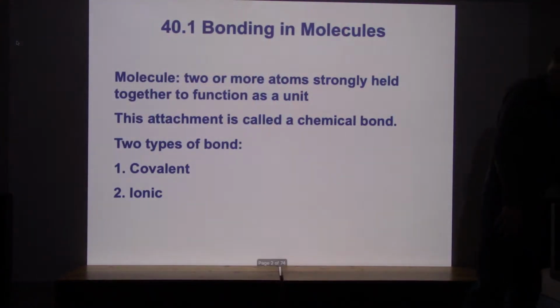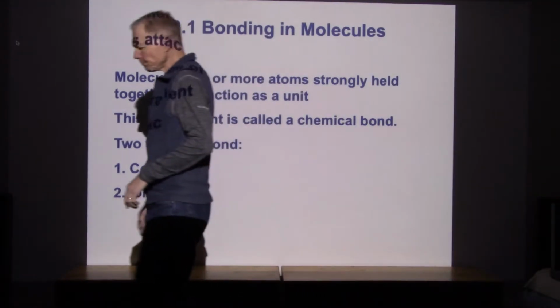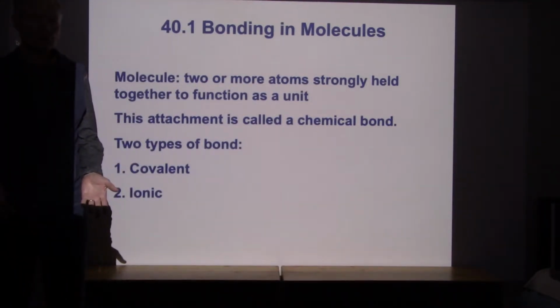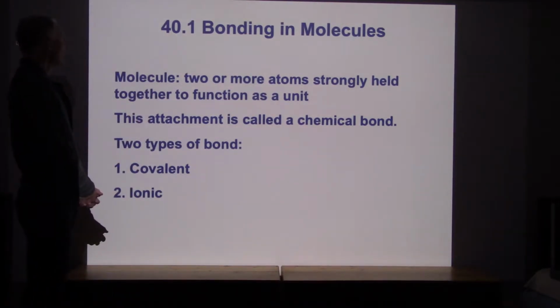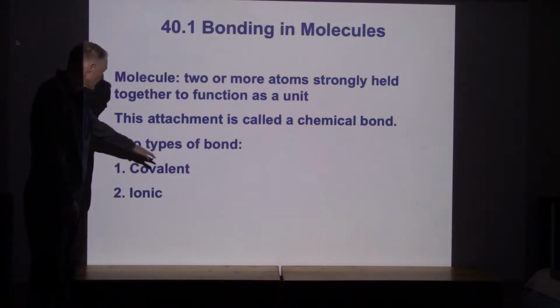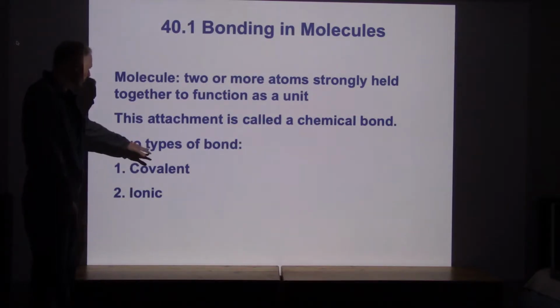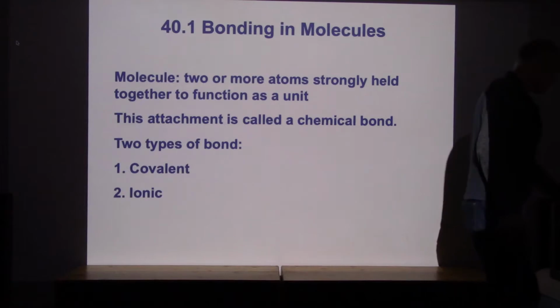We're going to start off by looking at molecules. And the simplest molecules, we're going to be looking at things like the hydrogen molecule, H2. It says a molecule is two or more atoms strongly held together to function as a unit. It talks about chemical bonds here. Now, the slides here, and the textbook to some extent too, classify these bonds as covalent or ionic. But let's take a closer look at those categories.